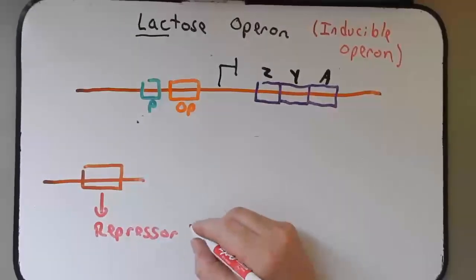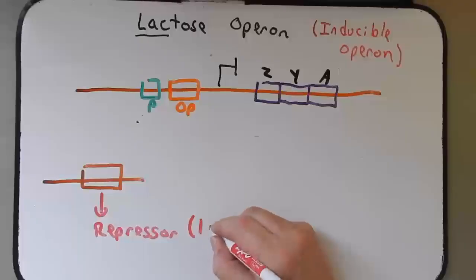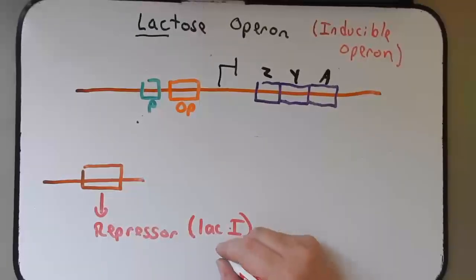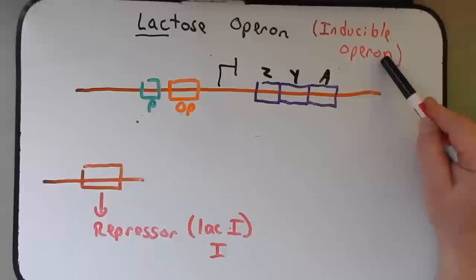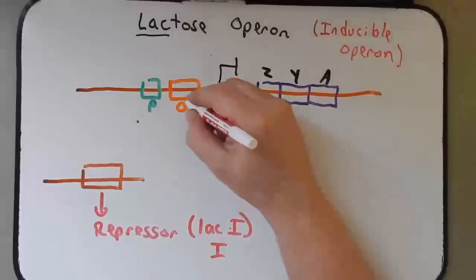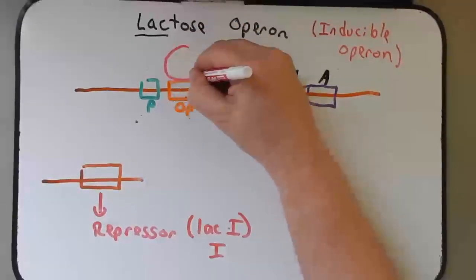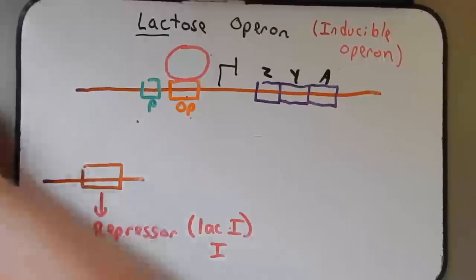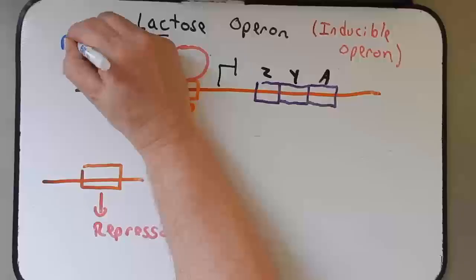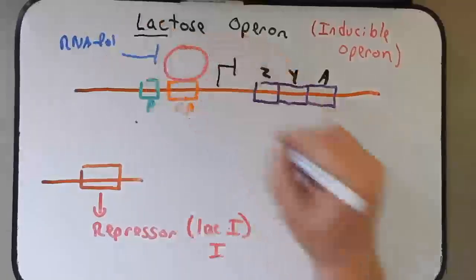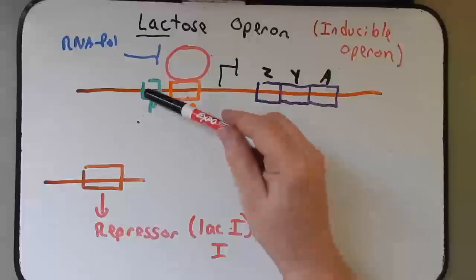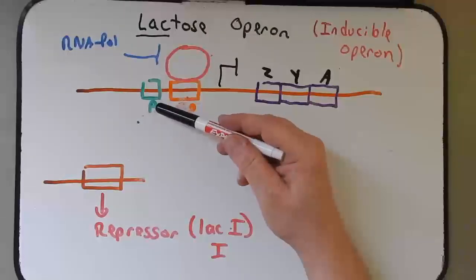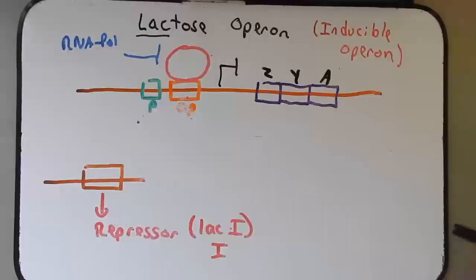In your textbook and in the literature, this is often called Lac I. So that's what we'll call it, or sometimes we'll just call it I. So as we said before, it's inducible. So usually Lac I is going to be bound to the operator. And as long as Lac I is bound to the operator, RNA polymerase can't move past it. There is also an activator involved in this, but I don't want to talk about it yet. I want to talk about just the repressor for now.